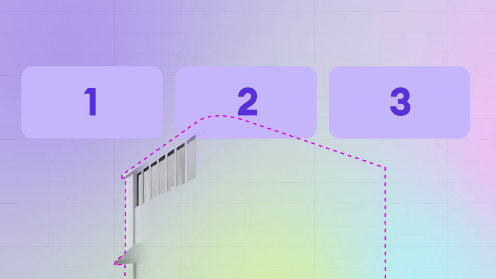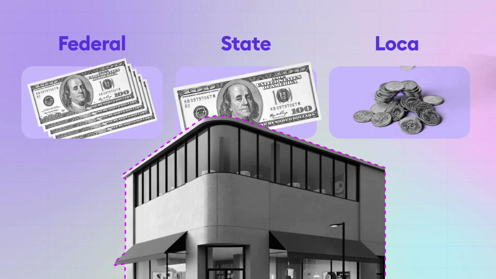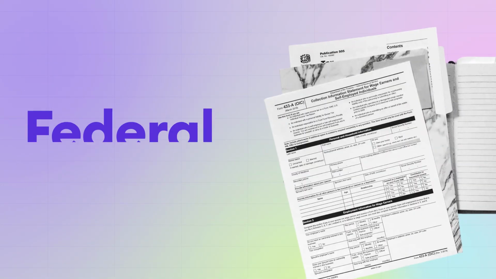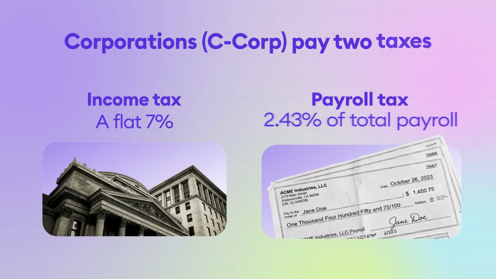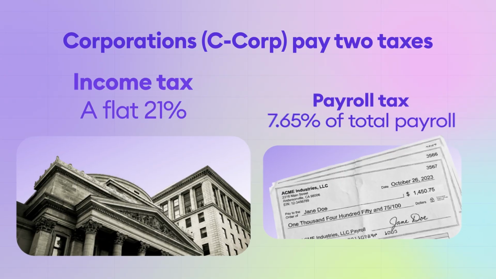There are 3 levels of taxes. There's federal, state, and local. Let's explore each. Federal taxes. Corporations pay 2 taxes, income tax and payroll tax.